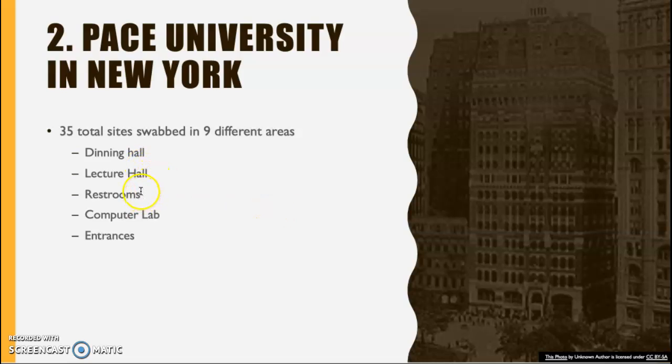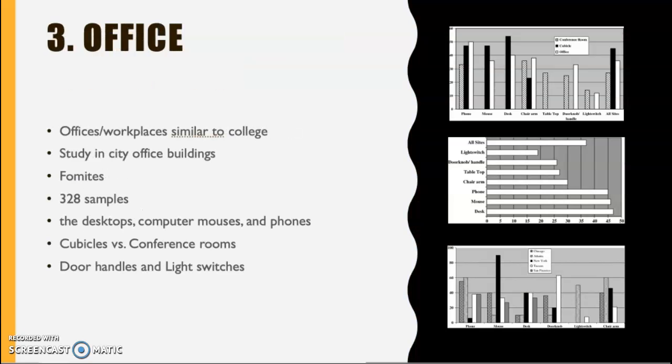The lecture hall, like the desks, had the most microbiota and microorganisms growing. The restrooms had the floors and the hand dryer buttons had a lot. The computer lab, obviously the keyboards, and then the main entrance had the most colonies growing.